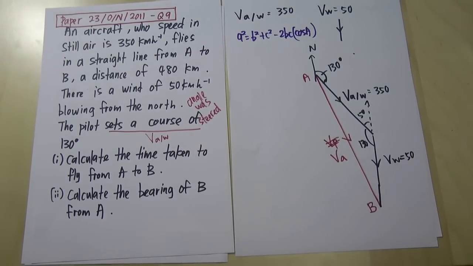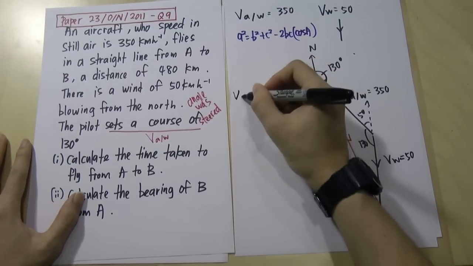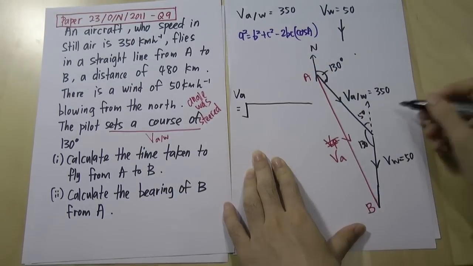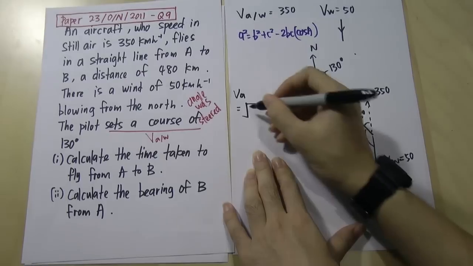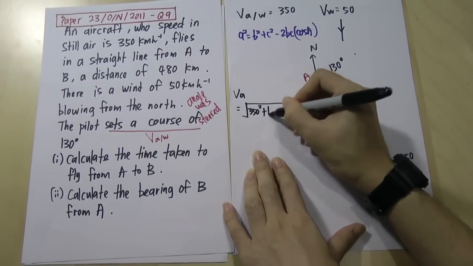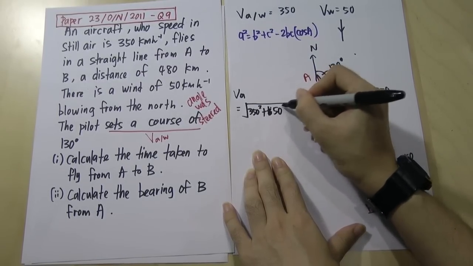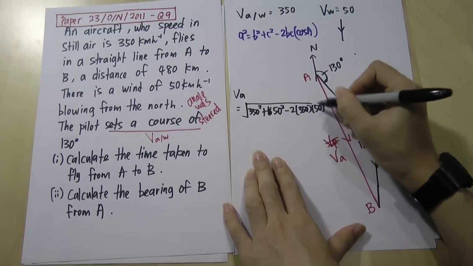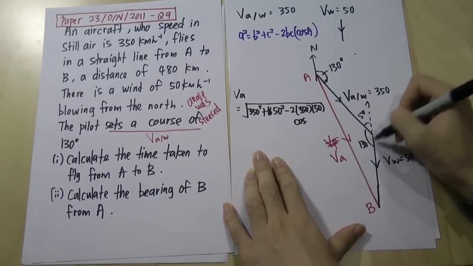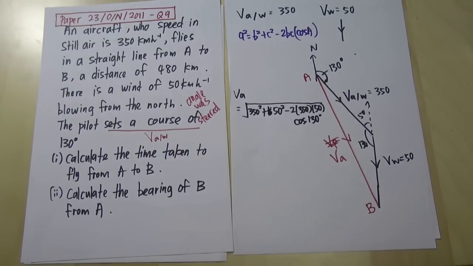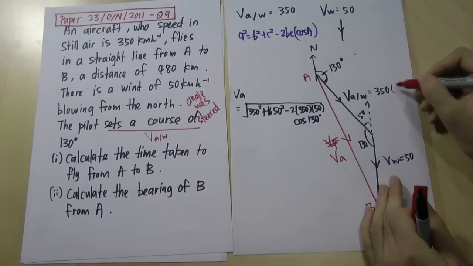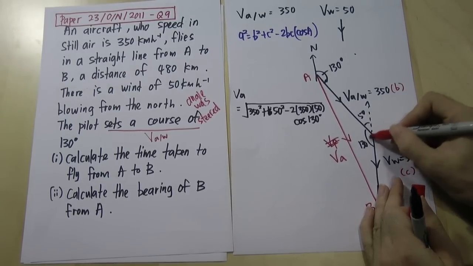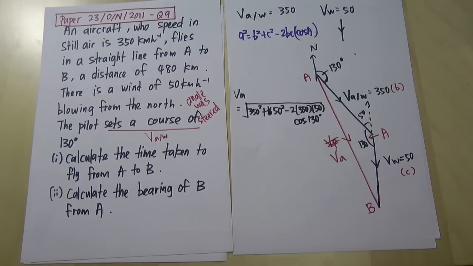Now I'm trying to get the velocity of the aircraft. So it equals, I'm going to do the cosine rule here. Because two sides, right? This is 350 plus 50. So 350 squared plus 50 squared, minus 2 multiplied by 350, and then multiplied by 50, and then multiplied by cos of the angle in between, 130. If you are still very blur about what's happening, you can imagine 350 is b and 50 is c. The angle inside here is capital A. Then you can get the basic idea.